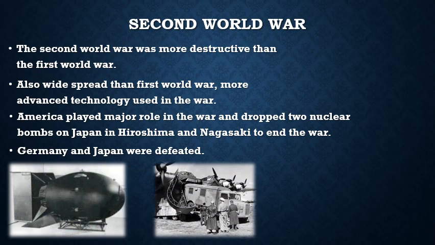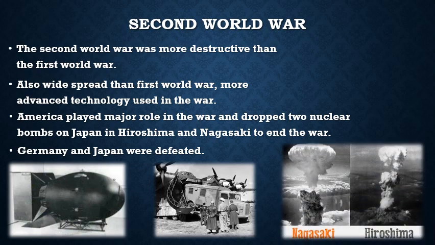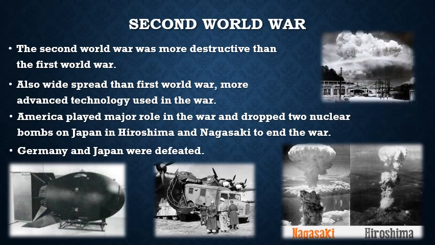America played a major role in the Second World War. It had manufactured nuclear weapons. In order to end the war, it dropped two nuclear weapons on two cities of Japan, Hiroshima and Nagasaki, on 6th and 9th August 1945. The Second World War ended with the defeat of Germany in Europe and of Japan in Asia.